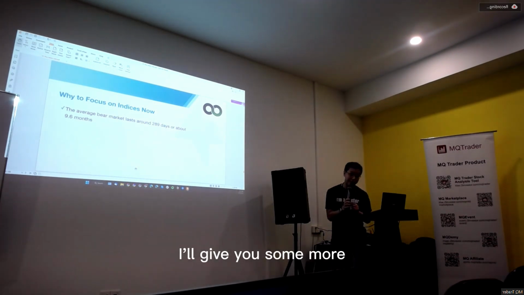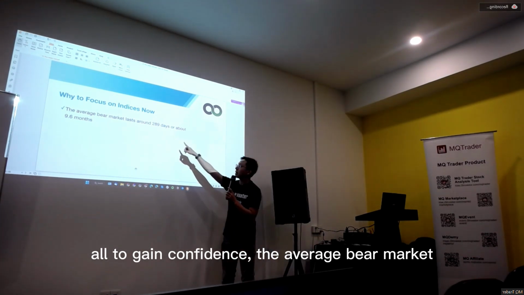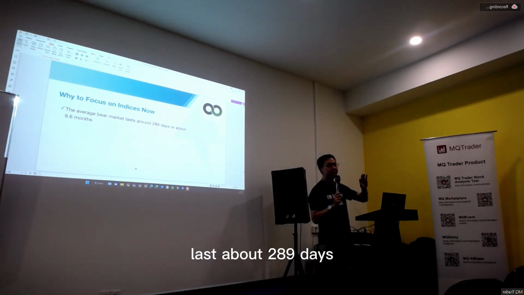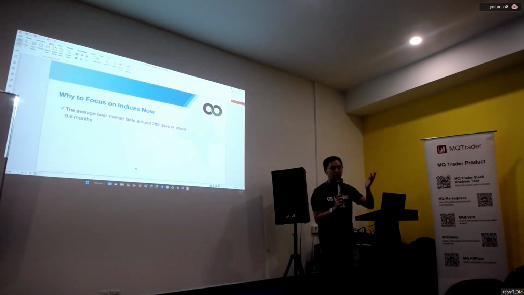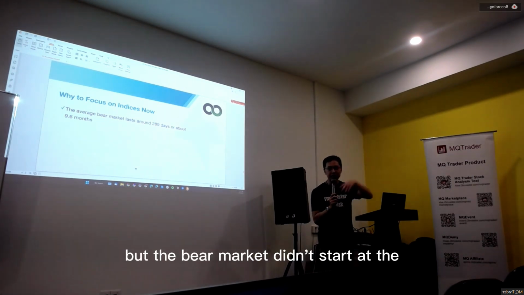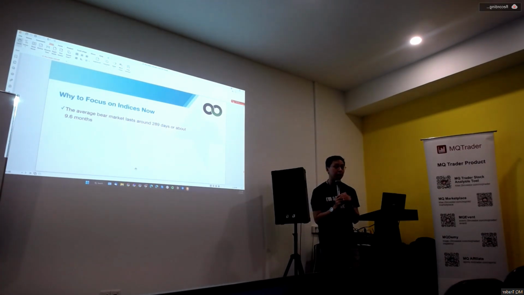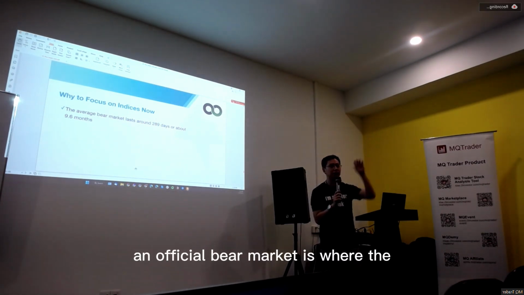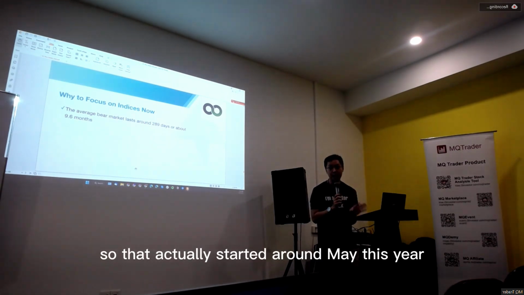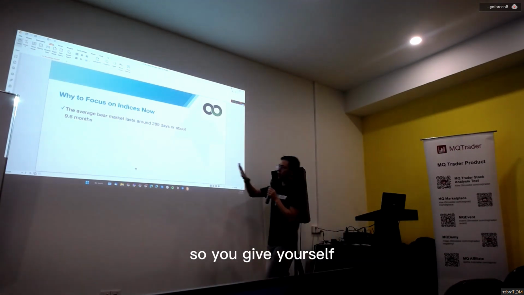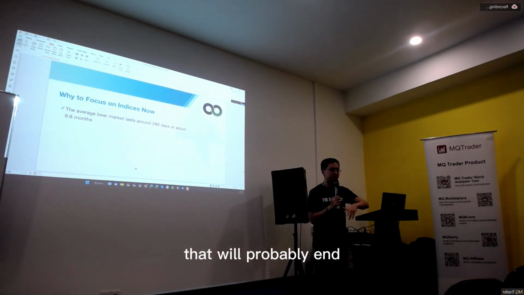Okay, I'll give you some more statistics to help you gain that confidence. The average bear market lasts about 290 days. If you translate that, it's about 9.5 to 10 months. Now it's December, but the bear market didn't start at the start of the year. The bear market started somewhere around May. An official bear market is where the price drops 20%. So that actually started around May this year. So if you give yourself an average of 10 months, where do you think that will probably end?